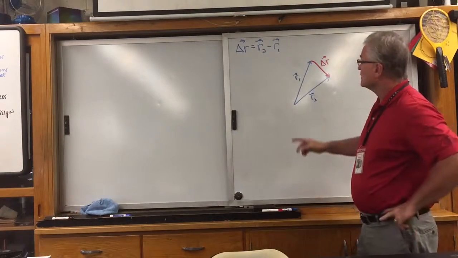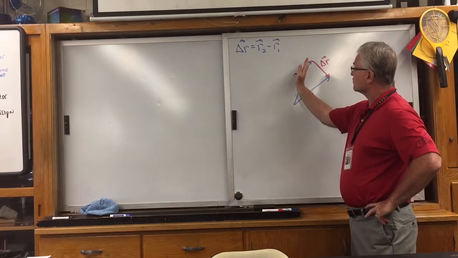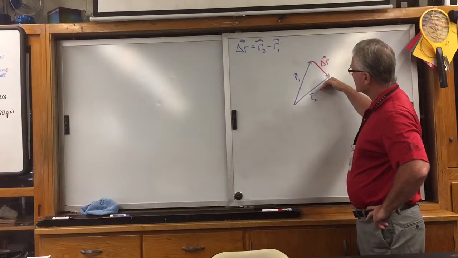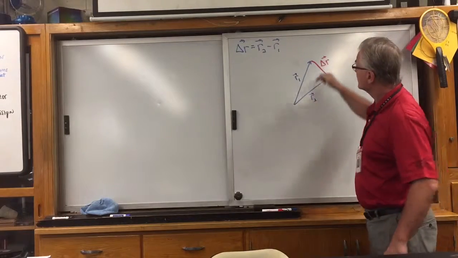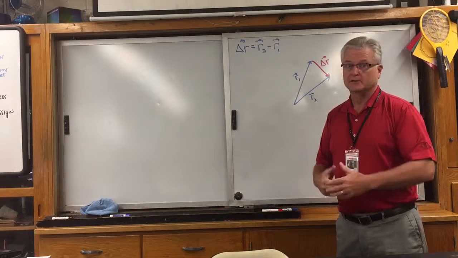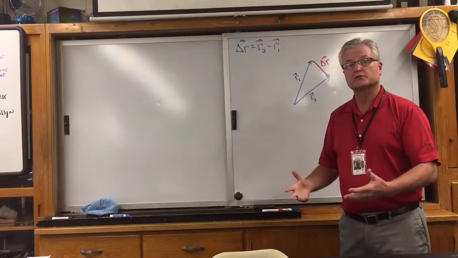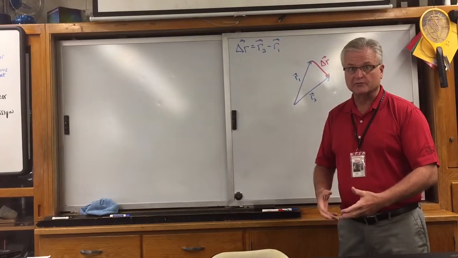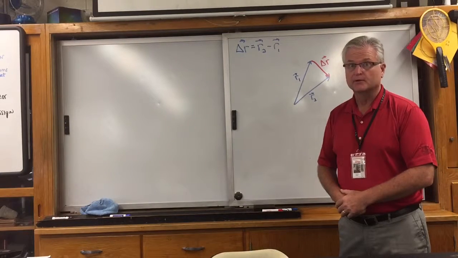It makes sense though, because where do we start? We started at R1 and then we moved over to R2. Well, how much did it change? Well, we went from there to there. It makes sense that that's the actual change in the position vector itself. So here's another way of looking at it. Subtraction of vectors is tail to tail, not head to tail.